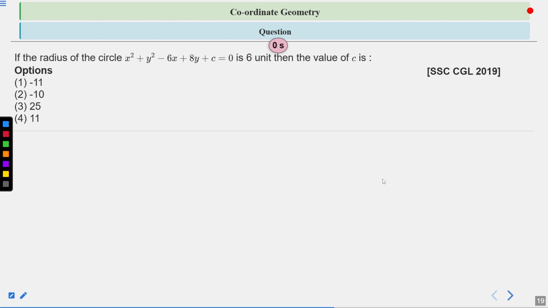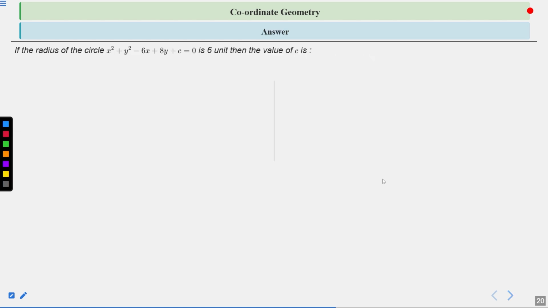Now time's up. Let's see the solution of this question. If the radius of the circle of this equation is given as 6 unit, then we need to calculate the value of c. So the correct answer of this question is the first one, which is minus 11. Now see the detailed solution using concept 17.19 in this question.